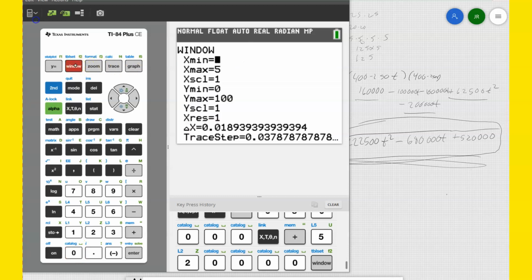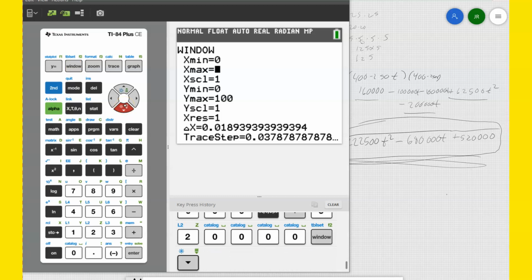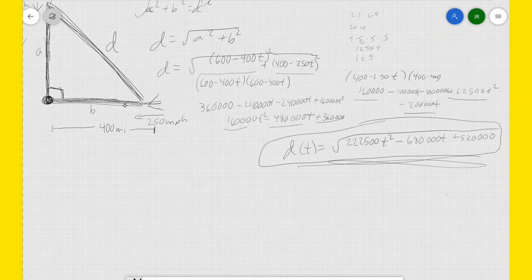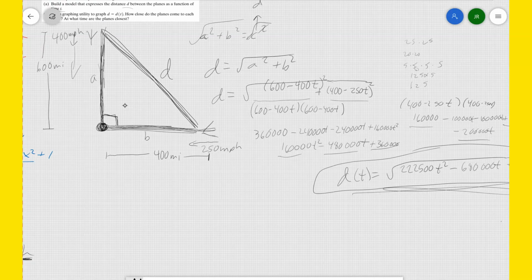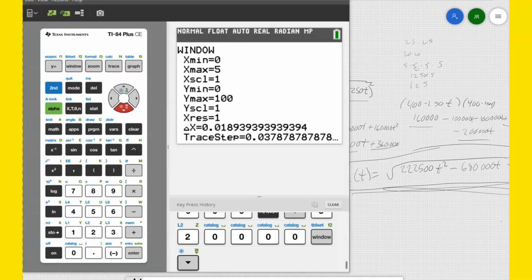Now let me think about my window for this. X is actually time. The minimum value of time would be 0. What do I want my maximum amount of time to be? Well, how long is it going to take them to get to this intersection roundabout? If this thing is 600 miles away and it's going 400 miles an hour, it's going to get there in an hour and a half. If this thing is 400 miles away and it's going 250 miles an hour, that means it's about 1 3/4 hours. So I know 2 hours would be long enough.